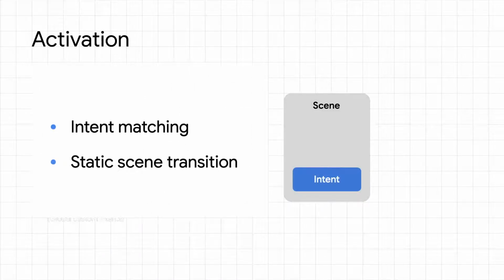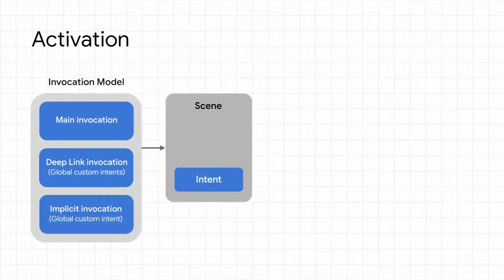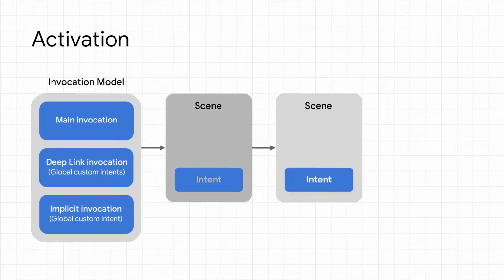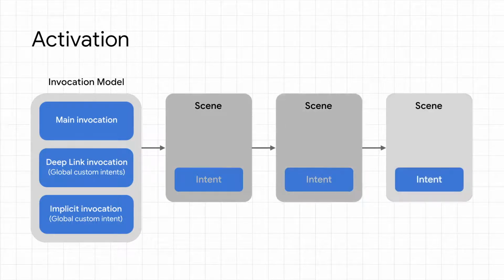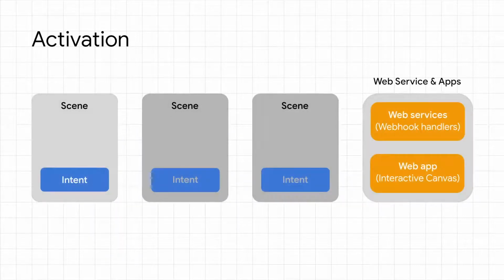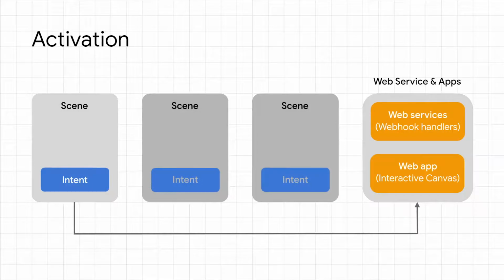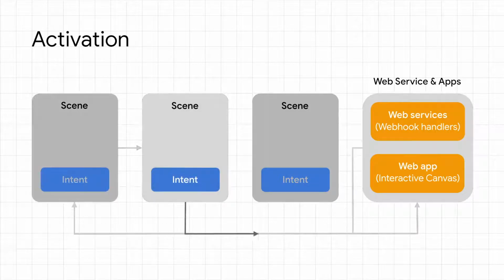Scenes can also be activated through conditional transitions. This is when a scene's transition criteria is met and activates a new scene and deactivates the prior scene. Anytime that you're carrying out logic in the webhook handler, you can trigger a scene transition during runtime. This gives you even more flexibility in controlling scenes and the flow of your conversation. Once the scene is active, let's go into the execution of the lifecycle.